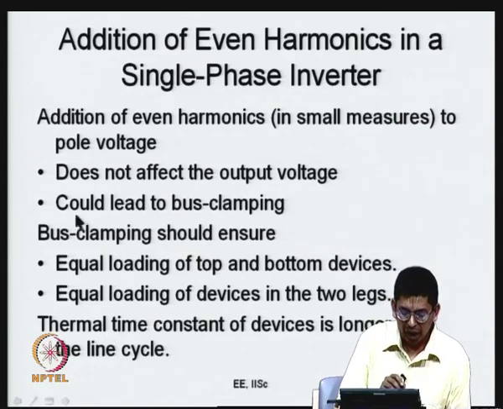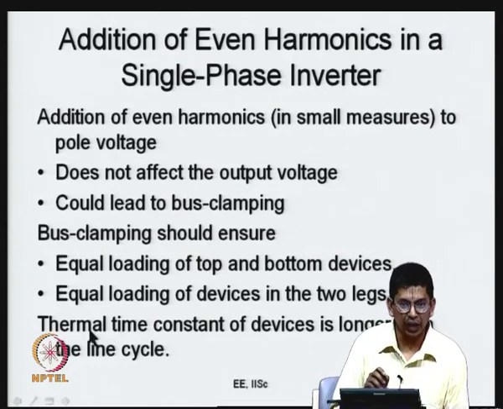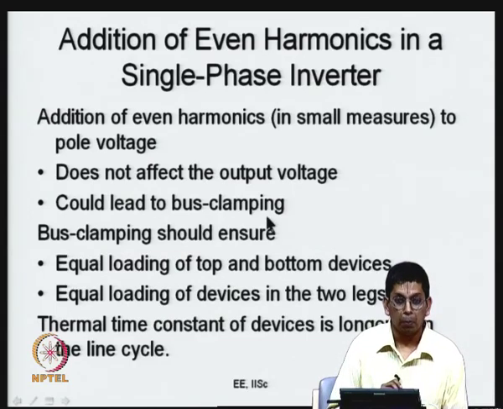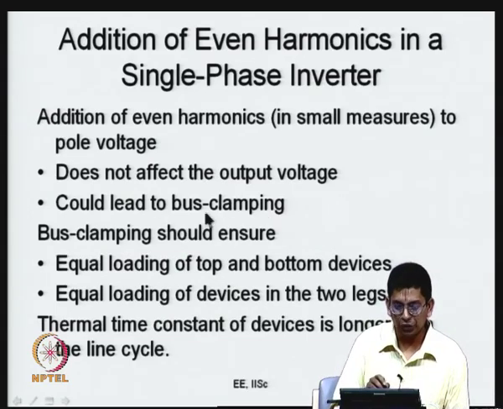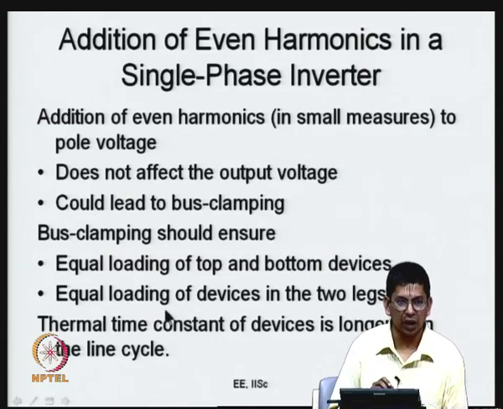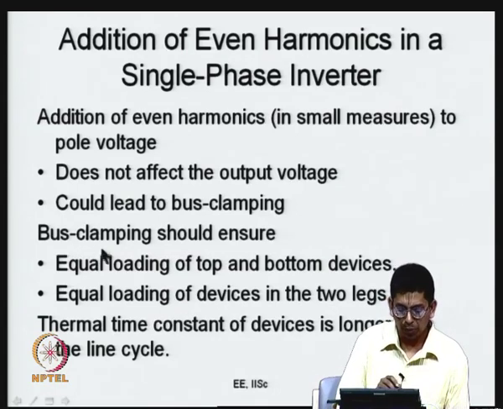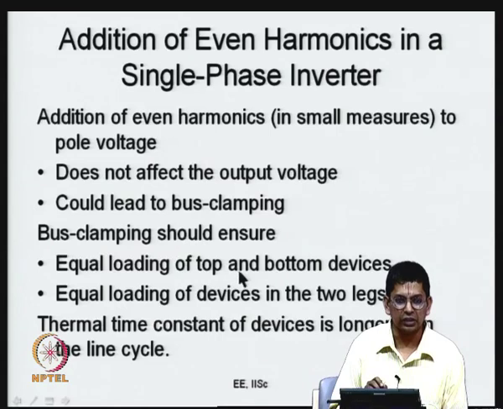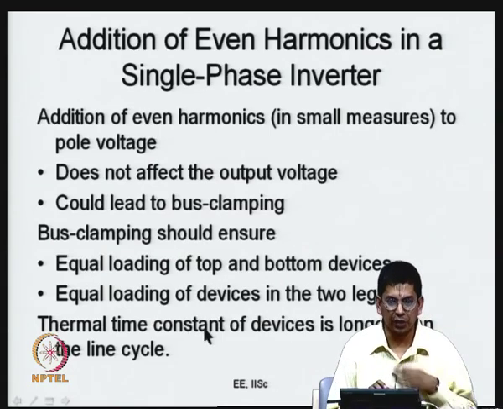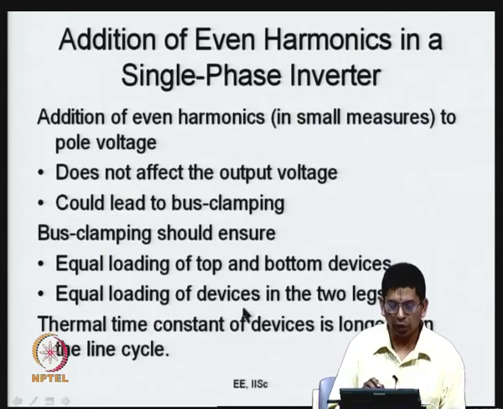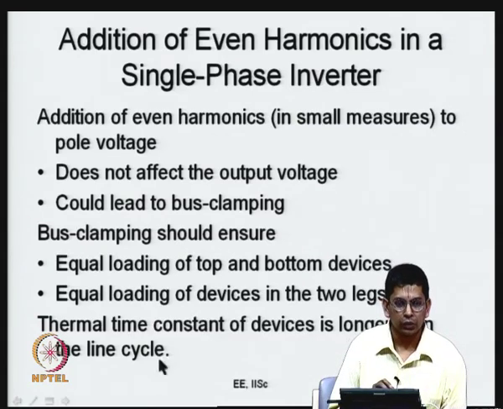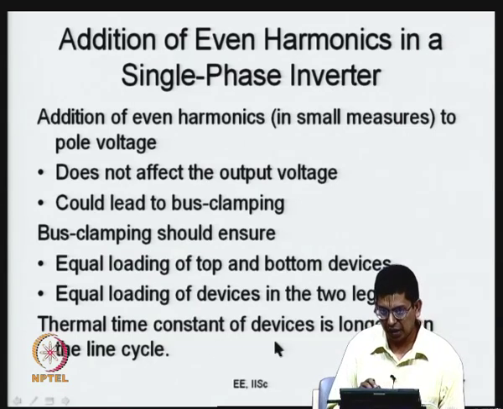And if you add it properly, if you derive your common mode voltage properly, it is possible that you could ensure bus clamping, and if you ensure bus clamping you can reduce switching loss if necessary. And bus clamping has to be done in such a fashion that it ensures equal loading of the top and bottom devices, which is what we tried and ensured now, and also equal loading of devices in the two legs. So, this is what we have done now. There is one assumption here which I have given at the end here. What is that assumption that I am giving here?